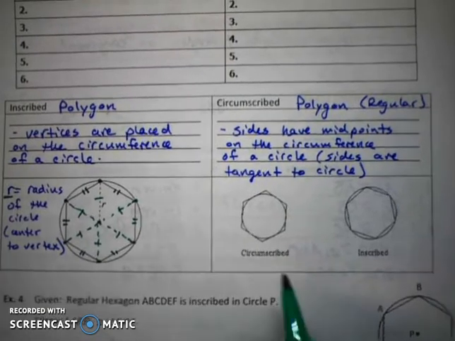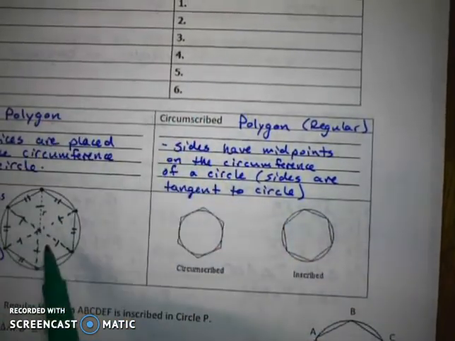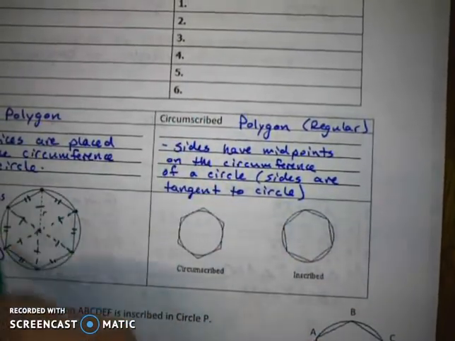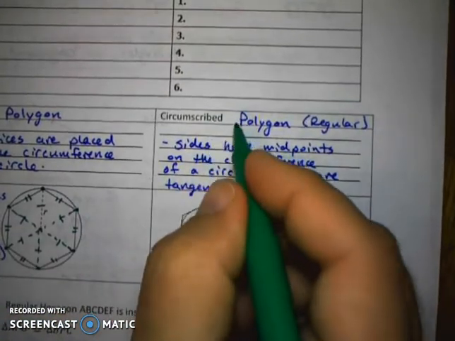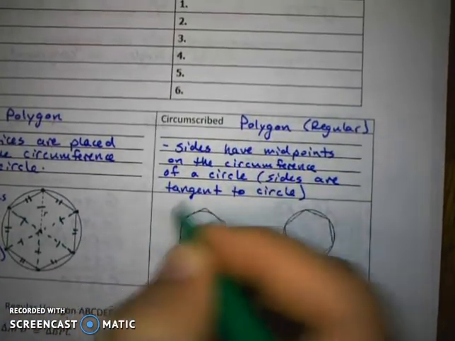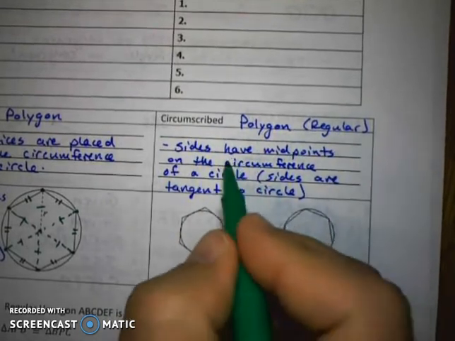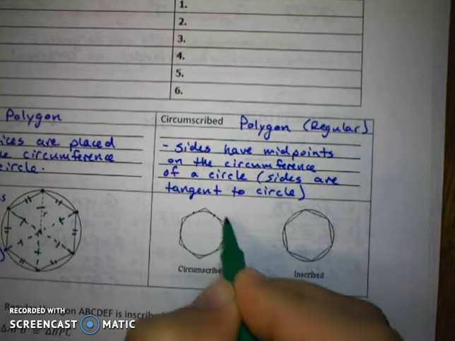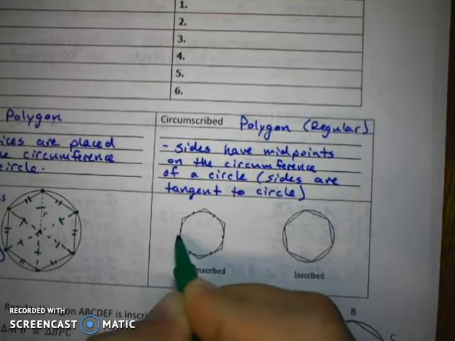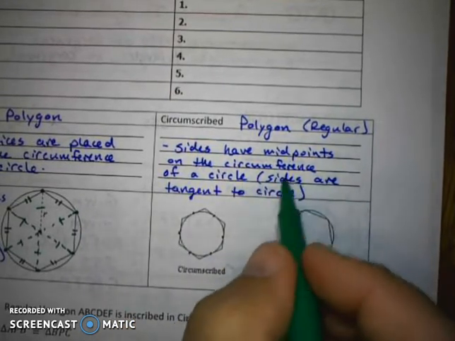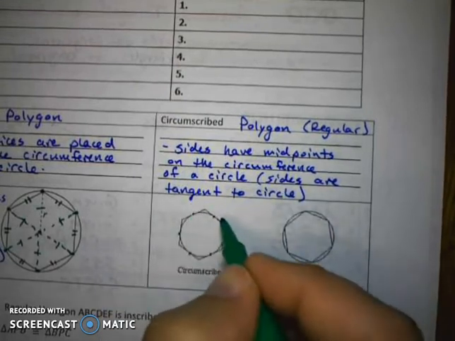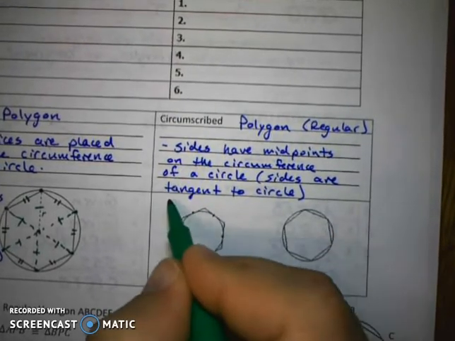Okay? Now, circumscribed is kind of just the opposite. In inscribed, the figure is inside the circle. Circumscribed, the figure is outside of the circle. So a circumscribed polygon, as long as it's a regular polygon, has sides where the midpoint of each side of your polygon is on the circle. Or you can think of this as these sides are tangent to the circle. That's a concept we'll get into later this year.